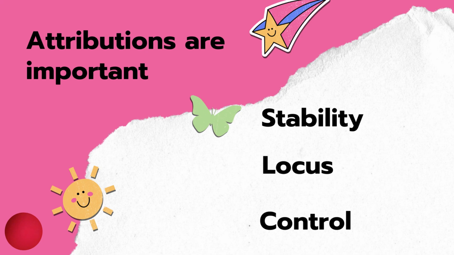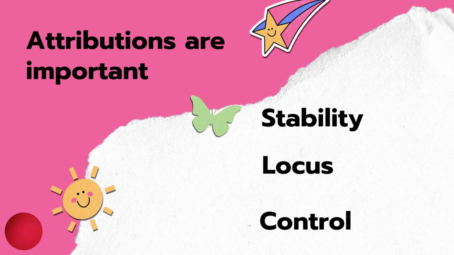Attributions can be classified into 3 dimensions, which are interconnected. So first there is stability. Stability refers to whether the cause is fixed and stable or variable and unstable. Stable attributions are things like ability. Unstable attributions are things like effort.